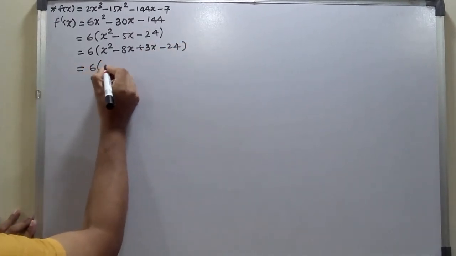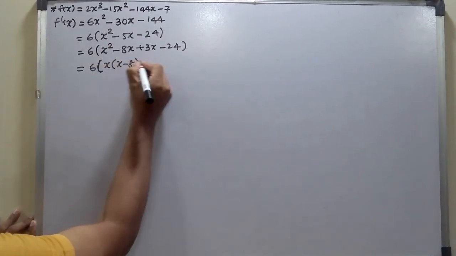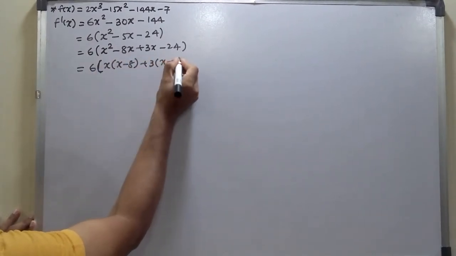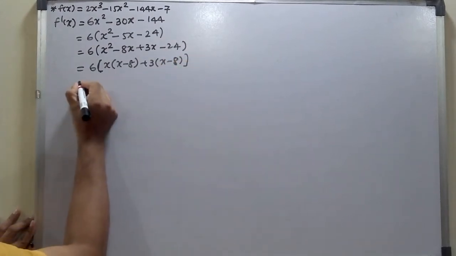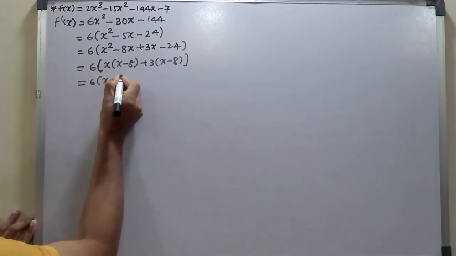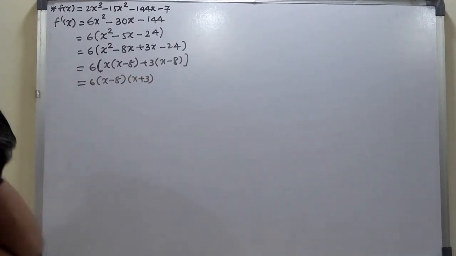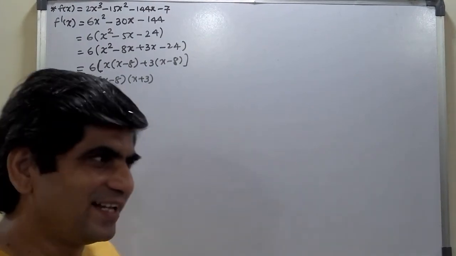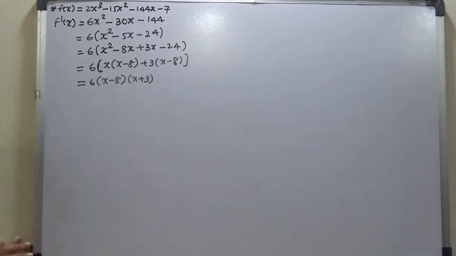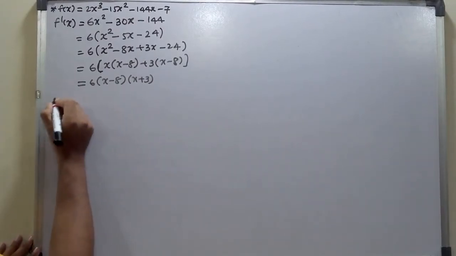So I get 6 into x into x minus 8 plus 3 into x minus 8, where I get 6 into x minus 8 into x plus 3, right? So now I will be using what I showed you. If you go by the traditional way, there is no problem, that is for increasing. I am first directly doing it. Let me get the critical points.